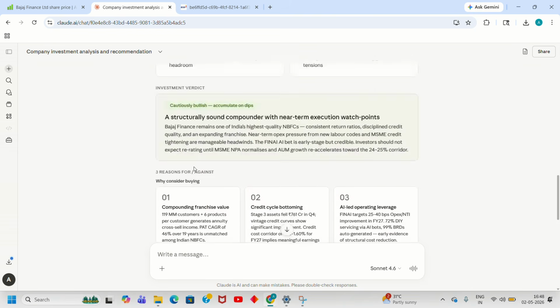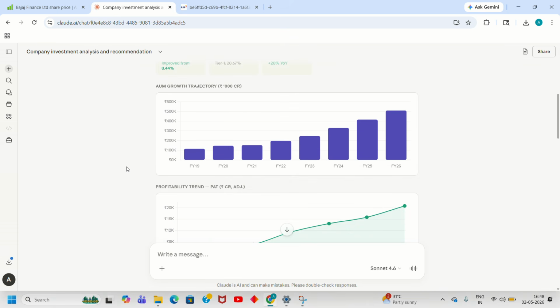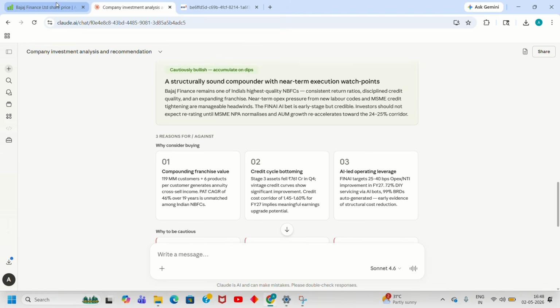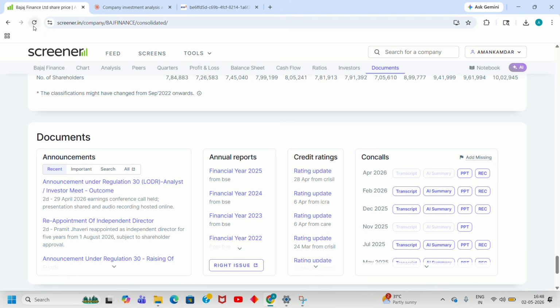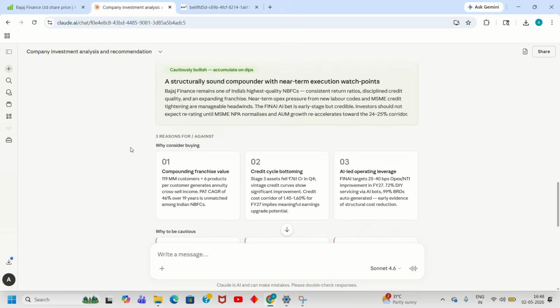Just remember that this is purely for learning purposes only. The company that we have picked today is totally from a learning perspective, so that you can learn how to analyze a stock with the help of tools like Screener, and also with the help of AI, how you can efficiently analyze a con call's PPT. So here we have used Claude. So this is the total snapshot for today's video.